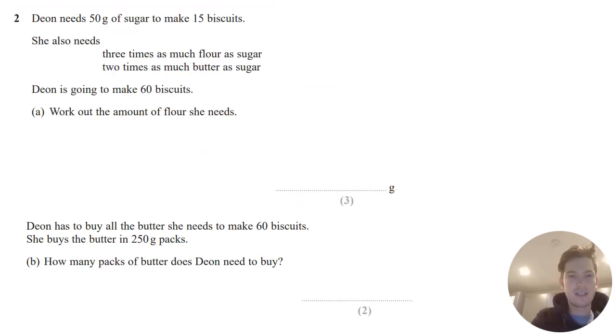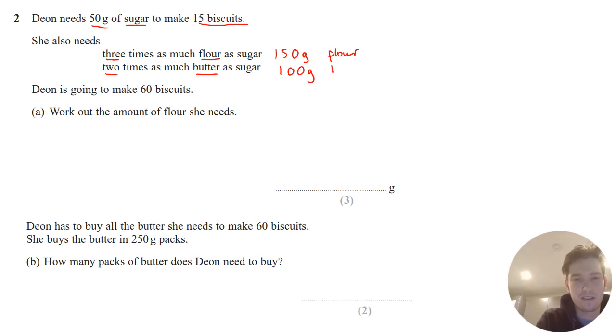Okay, question 2. Dion needs 50 grams of sugar to make 15 biscuits. She also needs 3 times as much flour as sugar. So I can just write she needs 150 grams of flour, because that is 50 times 3. And then 2 times as much butter. So I can write she's going to need 100 grams of butter.